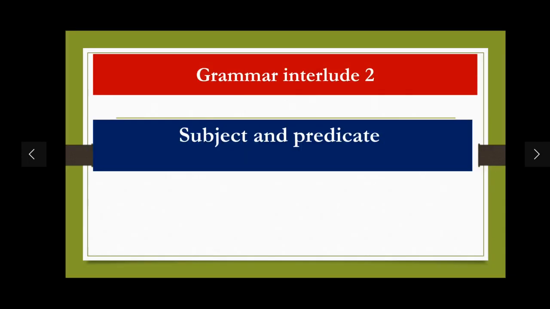So this is Grammar Interlude 2. In Grammar Interlude 1, we discussed deixis as a research tool and fill in the gap as a research tool. So to understand Grammar Interlude 1, you have to watch my previous lecture. In this lecture, the focus is subject and predicate.